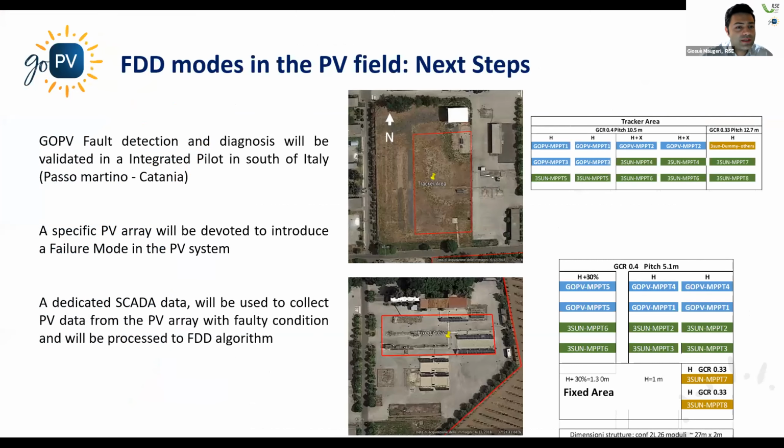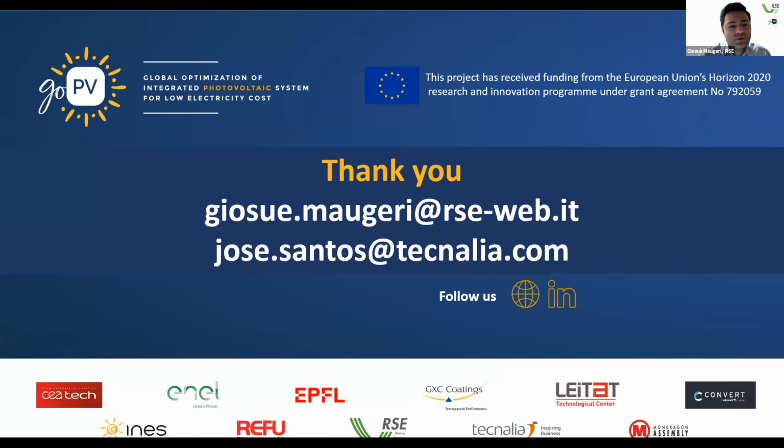Which are the next steps of this development in RSE and TECNALIA, in the GoPV project? GoPV fault detection and diagnosis will then be validated in an integrated pilot in southern Italy, at energy power sites in Passo Martino, Catania, where a specific PV array will be devoted to introducing a specific failure mode in the PV system. So all data collected from this PV array will then be analyzed and processed by the fault detection and diagnosis algorithm. This is all. I want to thank all of you for the attention.